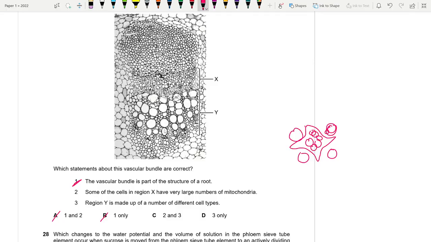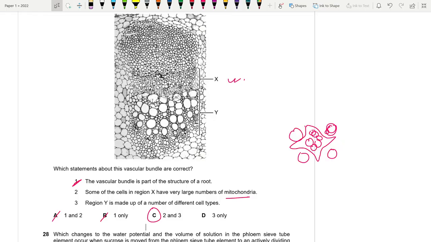Some of the cells in region X have very large numbers of mitochondria. This is true, because it's involved in unloading. 2 is right. Region Y is made up of a number of different types of cells. Yeah, I guess so. Xylem is made up of different cell types. That's true. Like 2 is for sure true.